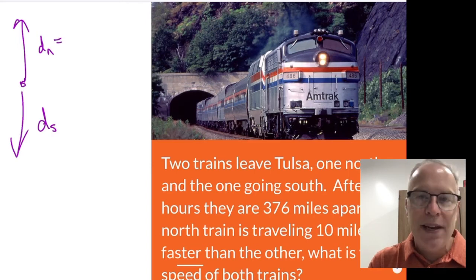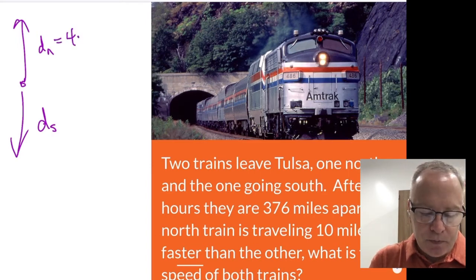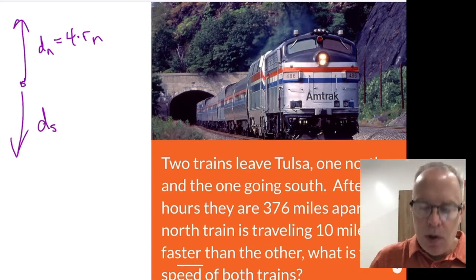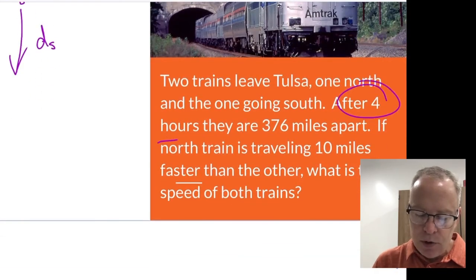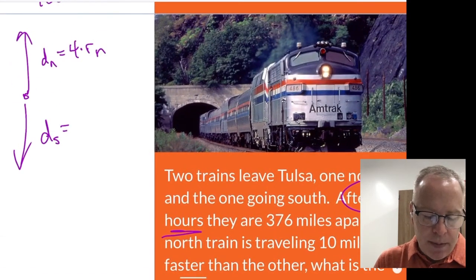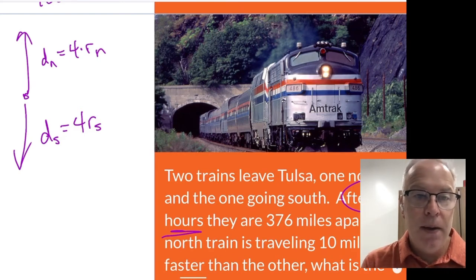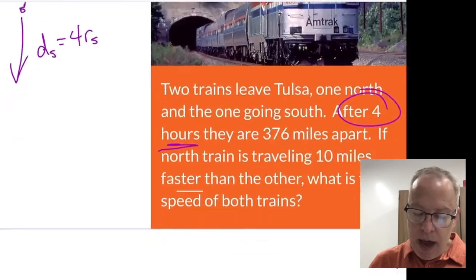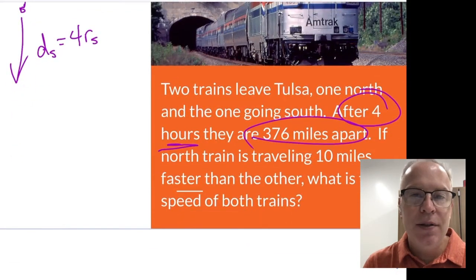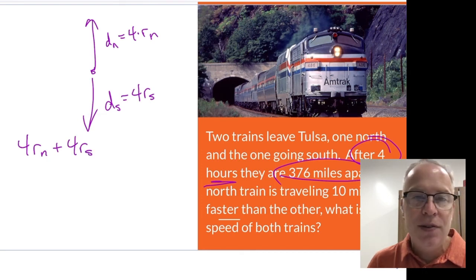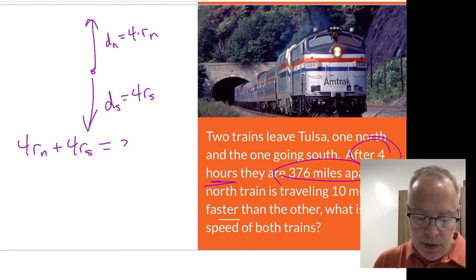Now, distance equals rate times time. We don't know the rate of the northbound train, but we do know that after 4 hours, so that's the time that we're going to be talking about in both of these. And I'm using the subscripts to keep track of north and south differences here. Now, after the 4 hours, they are 376 miles apart. So what that tells me is that 4RN plus 4RS, the total distance, they add up to be 376.